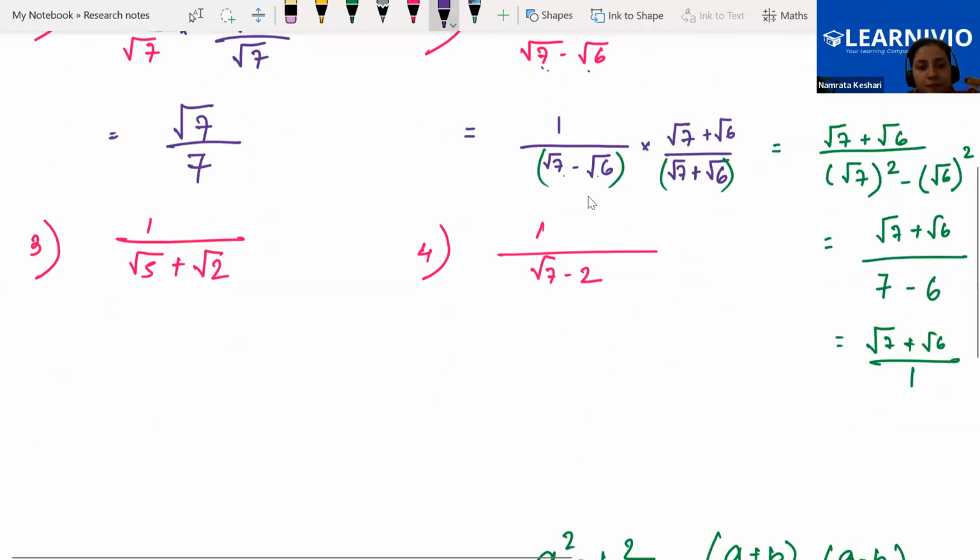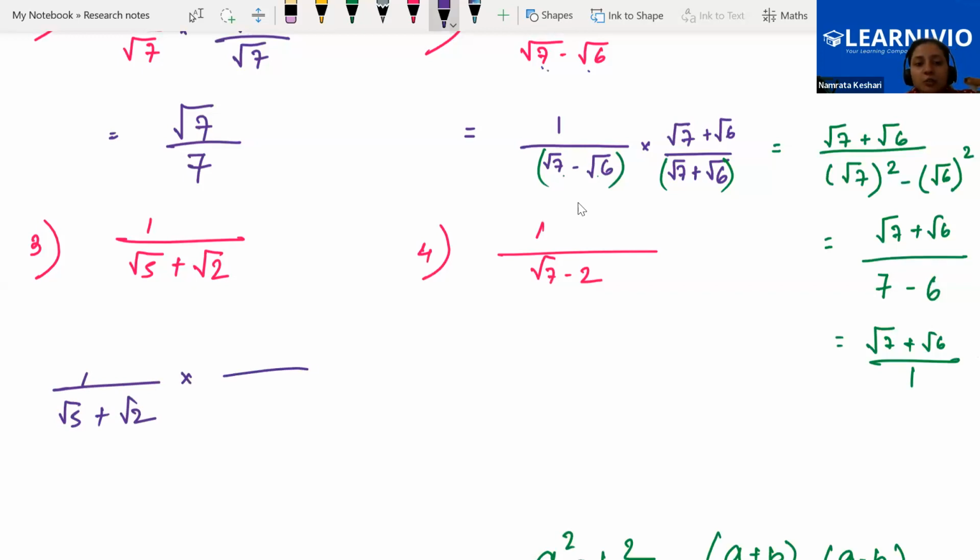Yes, ma'am. Now similarly, what we have to do for the number 3 question, root 5 plus root 2? What will we be doing, the multiplication in the numerator and denominator, Ayan?